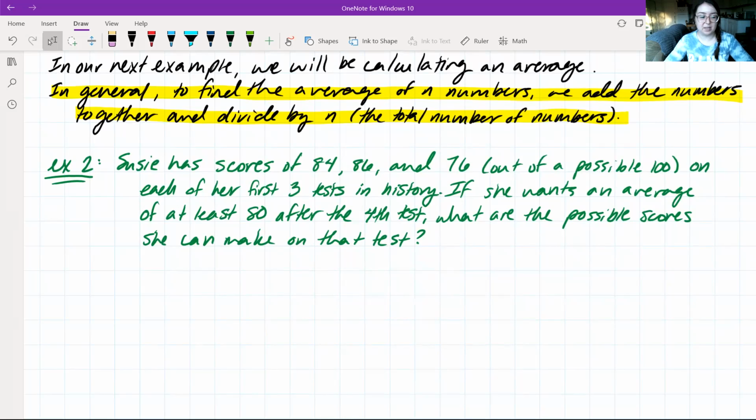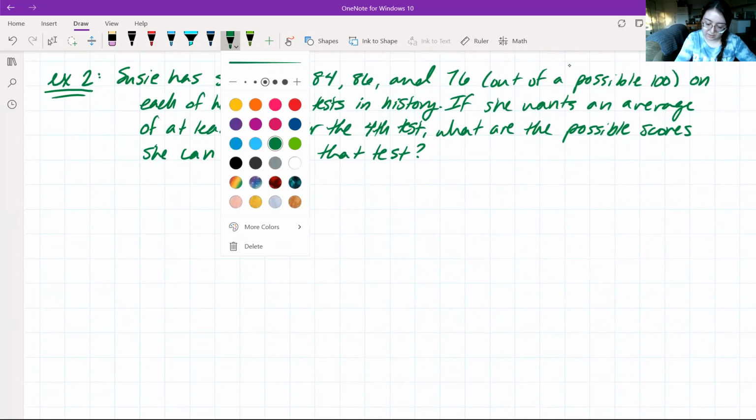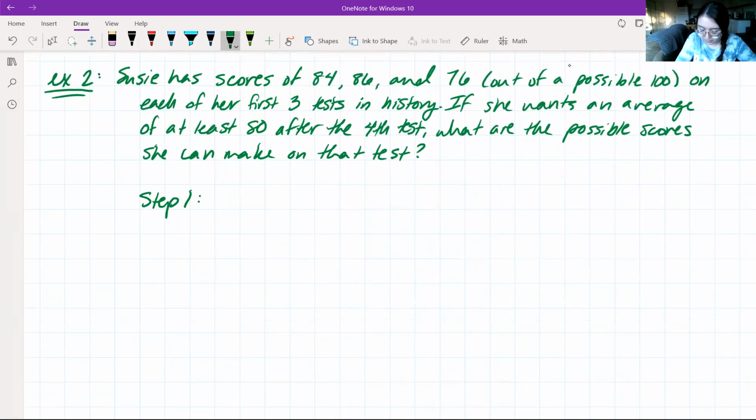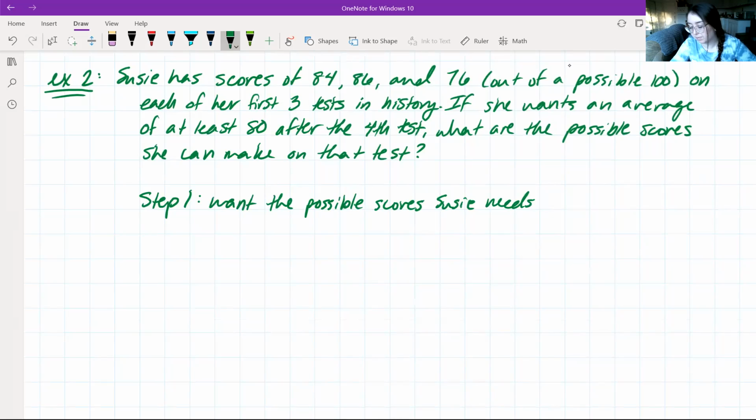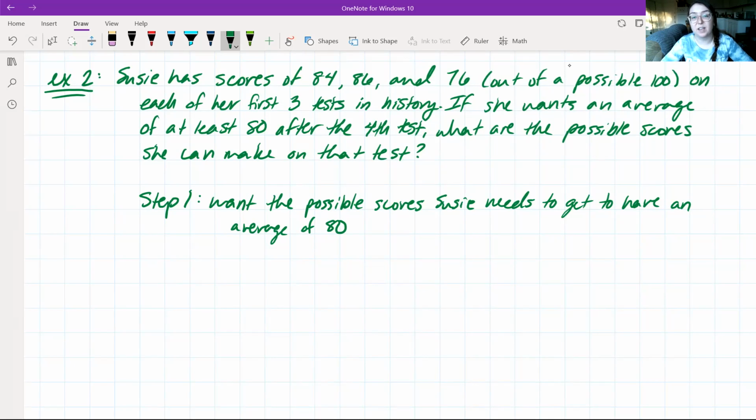Let's go ahead and use our 6 steps as we normally would. So step 1. We read the problem. What do we want? We want the possible scores Susie needs to get to have an average of 80. So by the wording of this question, we know that there's multiple solutions. We're going to have multiple ways that we can have an average of 80.